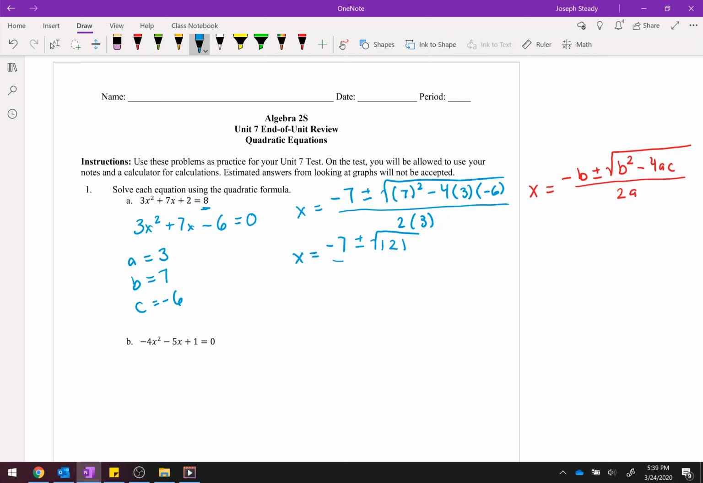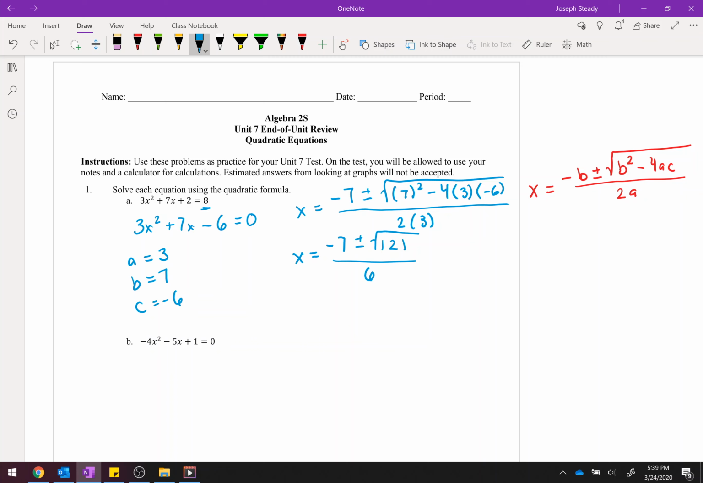When we add those two numbers together, 49 plus 72, we're going to get the square root of 121. Now if you throw it in a calculator or do it in your head, you might recognize that the square root of 121 is actually just 11. On the bottom of our fraction, 2 times 3 gives us 6. Once we get to this point in the problem, we can go ahead and actually start to find some final answers.